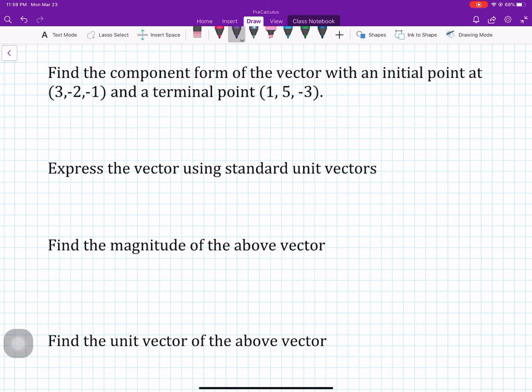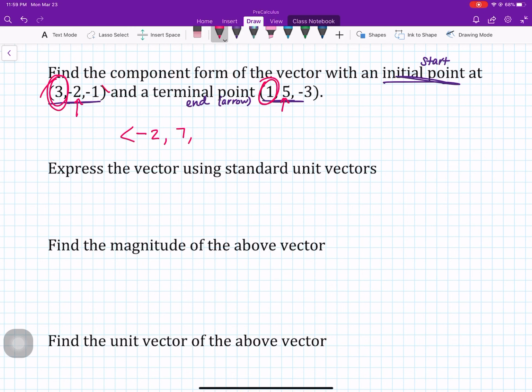So let's do some just thinking. Find the component form of a vector with the initial point. Remember, that's where you start at here, and a terminal point ending here. That's your arrow. So we start here and we end here. So this is where we kind of think, how do we get from point A to point B? If I start at 3 and go to 1, I'm going down 2. If I start at negative 2 and go to positive 5, I'm going up, so positive 7.